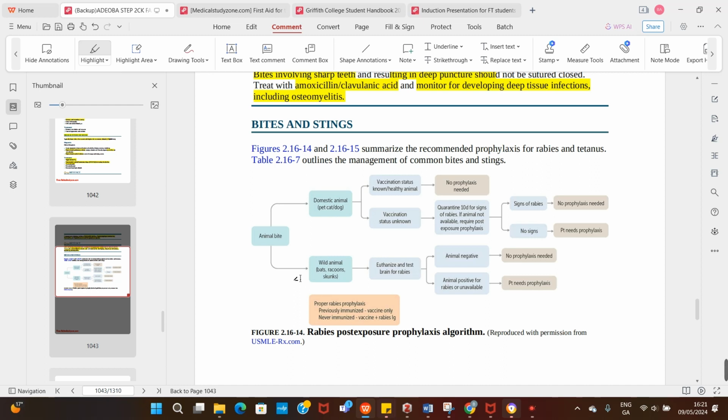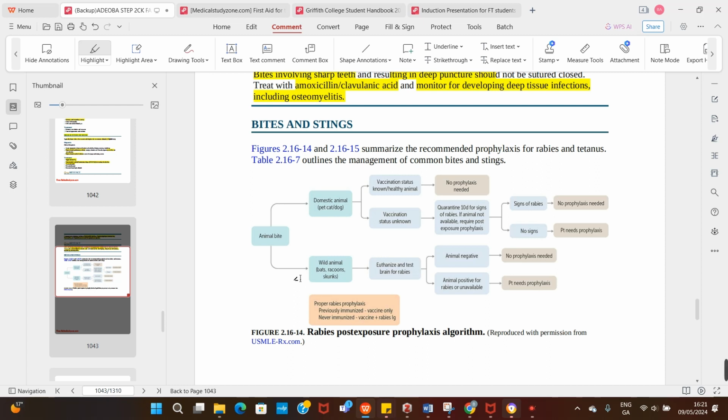So let's focus on the domestic animals. Somebody gets bitten by a domestic dog or cat. We want to make sure we reduce the chance of the person developing rabies. So what do we do? We ask the owner of the dog or the cat, is your dog vaccinated? If that dog is vaccinated against rabies, you don't need to give that individual any prophylaxis. The person is okay.